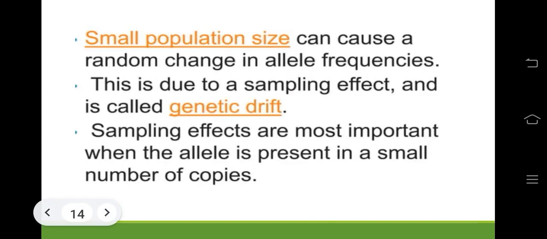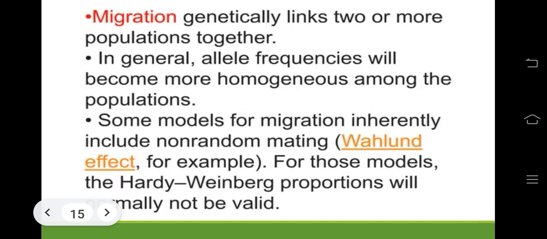Then small population size can cause a random change in allele frequencies. This is due to sampling effect and is called genetic drift. Sampling effects are most important when the allele is present in a small number of copies. And migration genetically links two or more populations together. In general, allele frequencies will become more homogeneous among the populations.